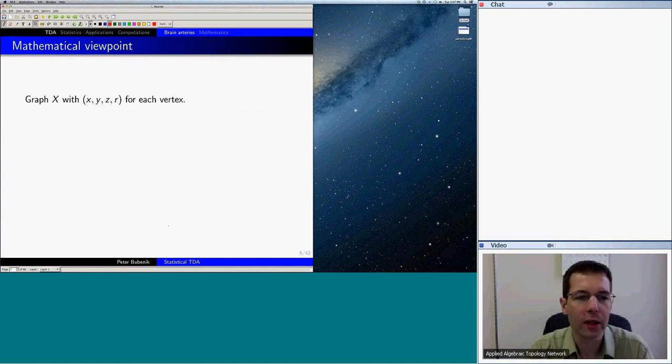What we have here is a graph. So the data is discrete. There are these pixels that we take as being the vertices. It's on the order of 100,000 vertices. Each of them has 3 spatial coordinates and a real thickness of the tube at that point.